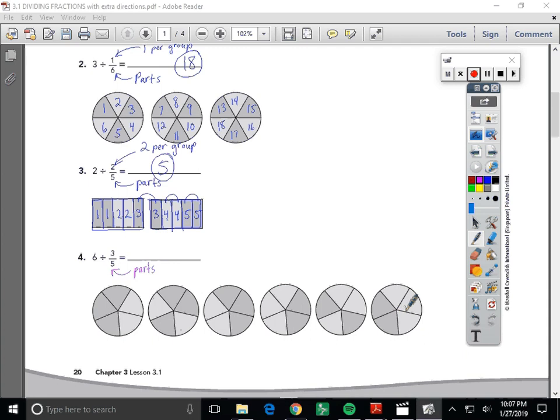Well, the next thing we pay attention to is our numerator. The numerator here tells me I want 3 per group. I'm trying to make groups of 3/5, not just 1/5, but 3/5. So I could take this one and this one and combine them, and that would make my first group. So we could put a 1 in each of those. They go together to make the first group.